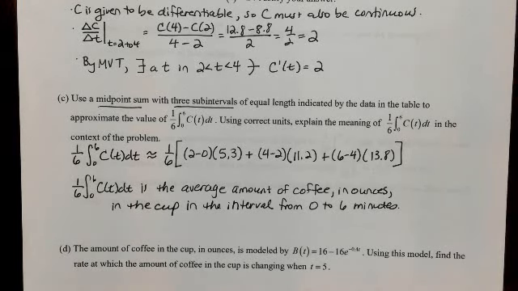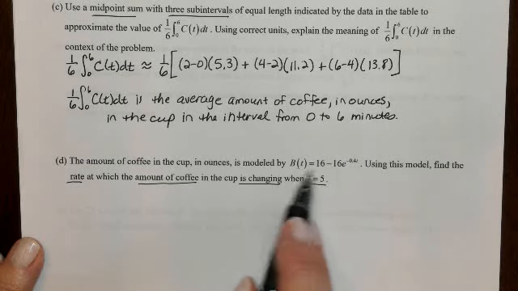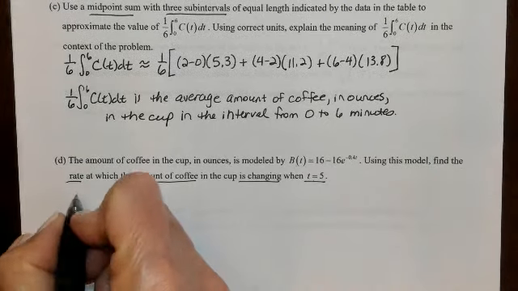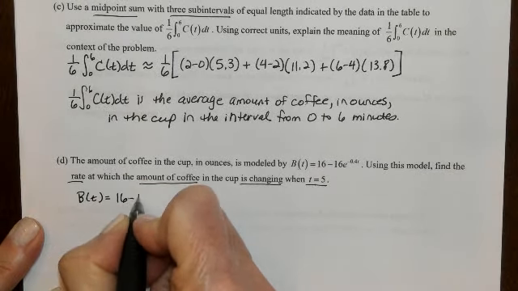Okay. Lastly here, part D, the amount of coffee in the cup in ounces is modeled by B of T. So not only is the amount of coffee C up there, but it's also B of T. Using this model, find the rate at which the amount of coffee is changing at time 5. They're wanting us to find B prime at 5. And we can definitely take a little derivative. So B of T, I'm just going to rewrite that. B of T is this equation.